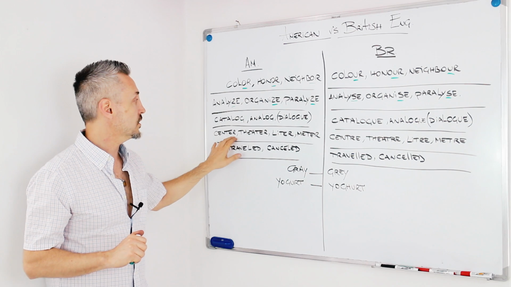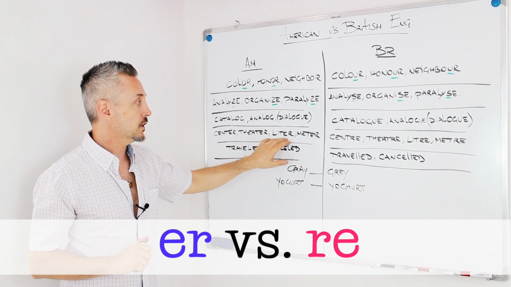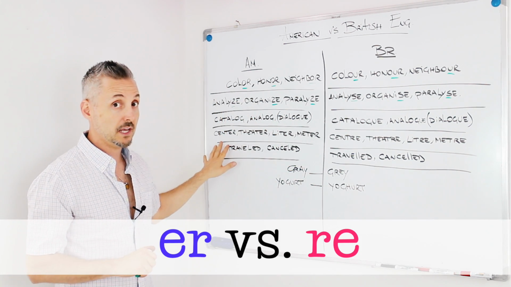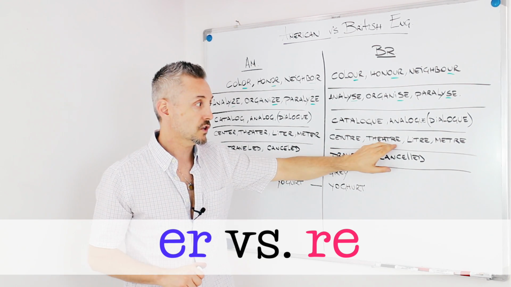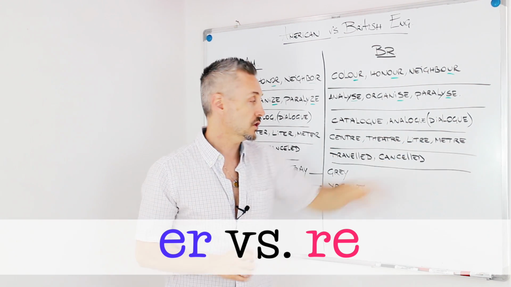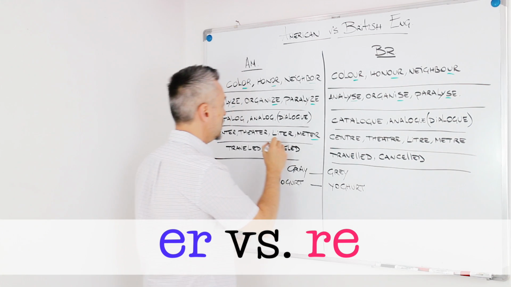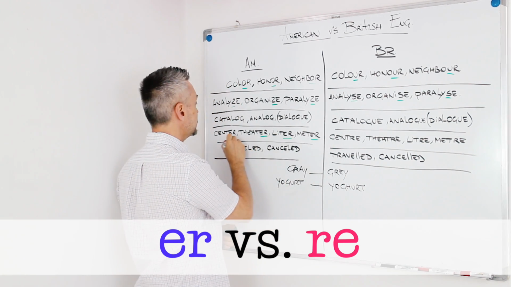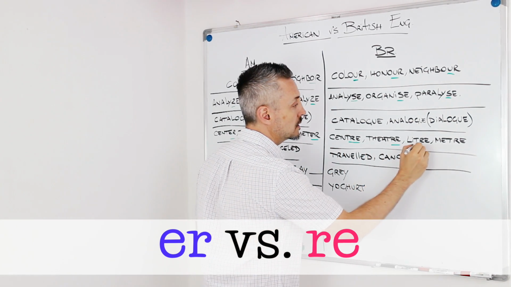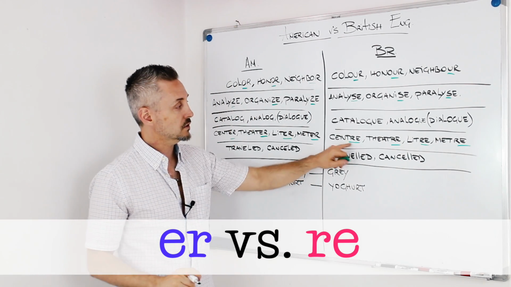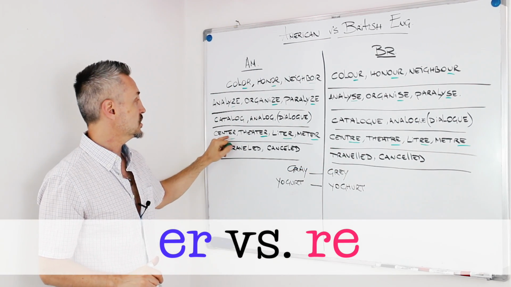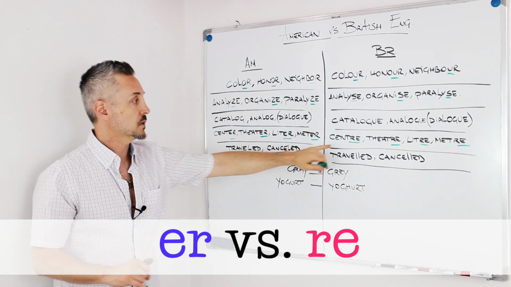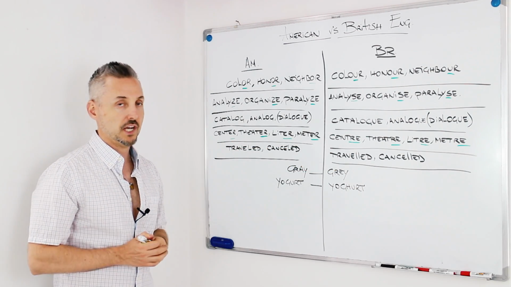Then we have center, theater, liter, meter in American English. In British English, centre, theatre, litre, metre. So you can see the inversion of the ER in all these words. Okay, so centre more as in French, and American English ER, okay, as opposed to RE in British English.